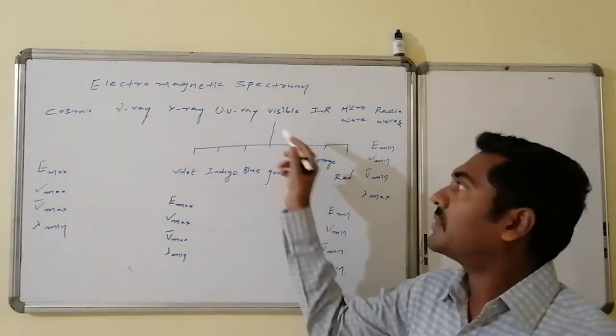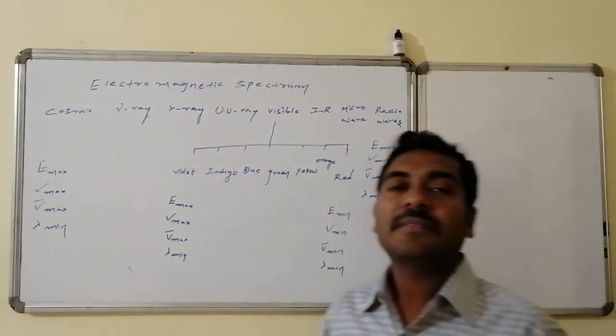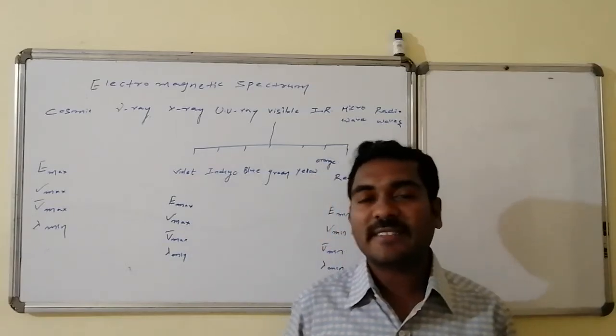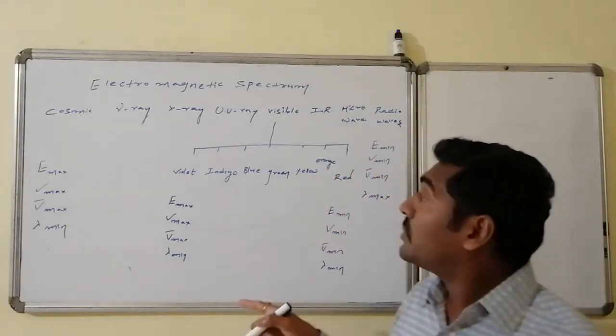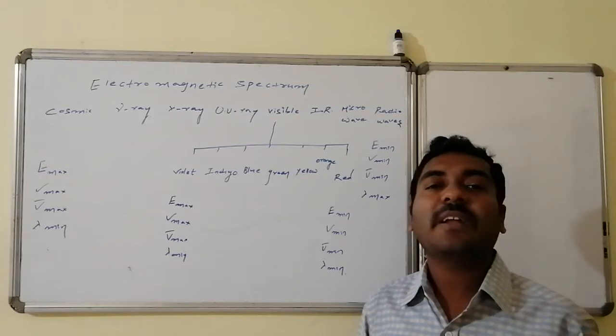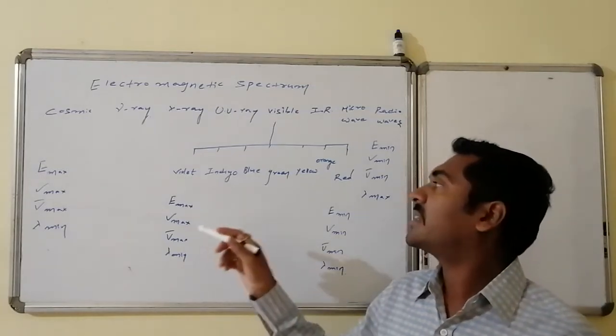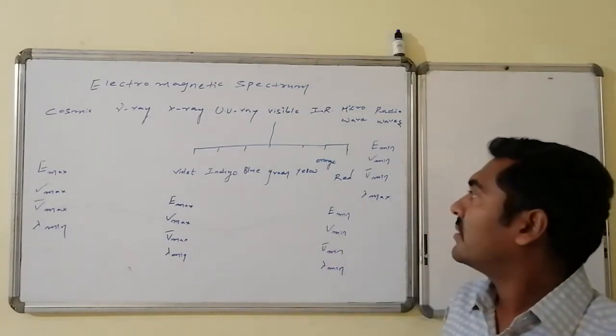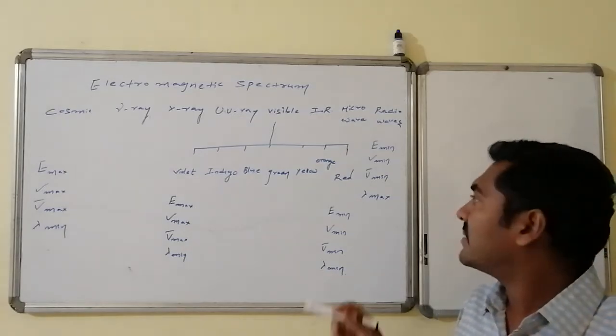And a small part of this electromagnetic radiation is the visible part. Generally, we feel it as light. This visible portion consists of light of 7 colors, that is violet, indigo, blue, green, yellow, orange as well as red.